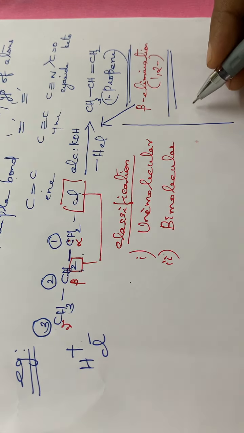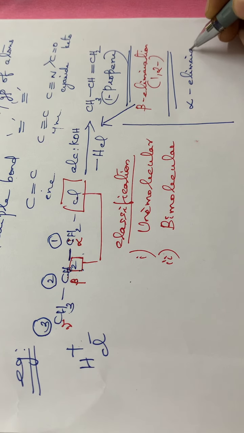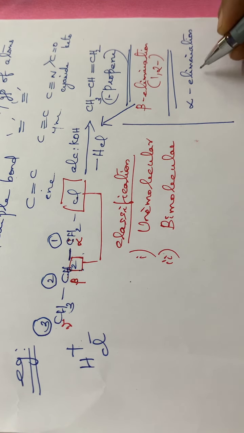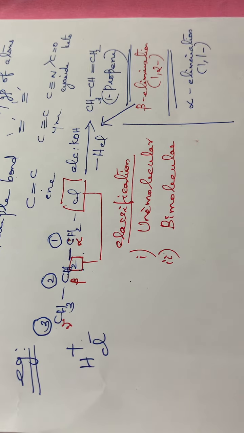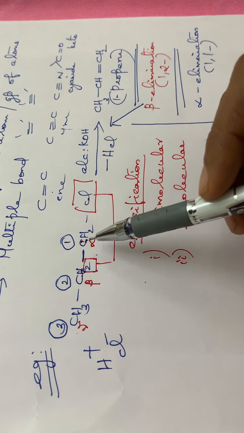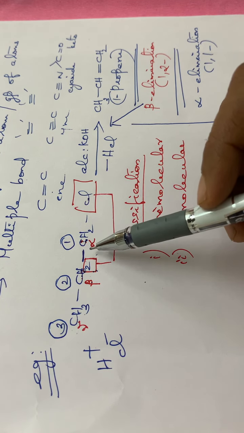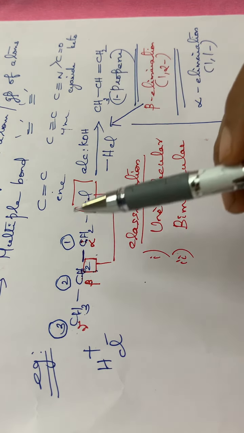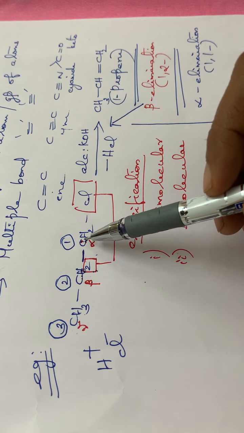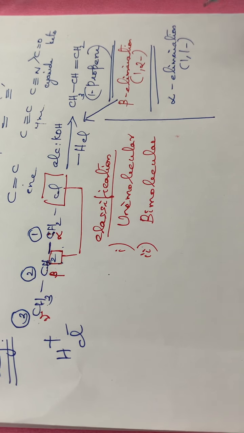Then one more thing is there, that is the alpha elimination. What about alpha elimination? Alpha elimination will be 1-1 elimination. 1-1 elimination means two atoms will be eliminated from one particular carbon atom itself. From a single carbon atom itself, the elimination will be taking place. Then we can call it alpha elimination or 1-1 elimination.